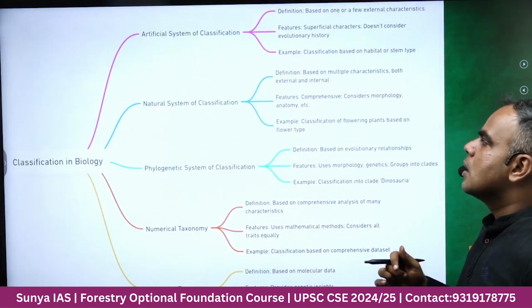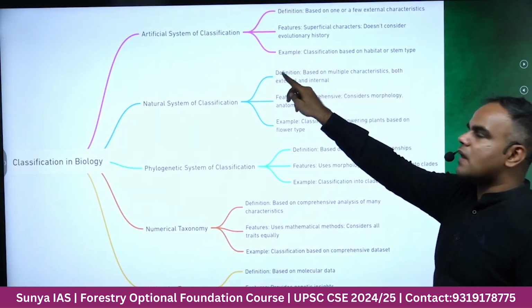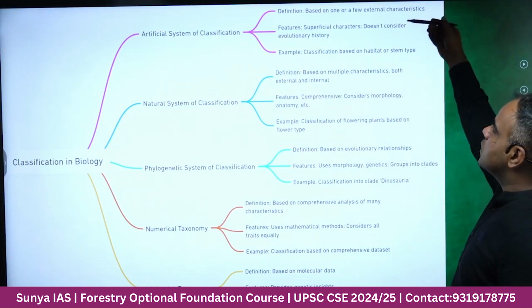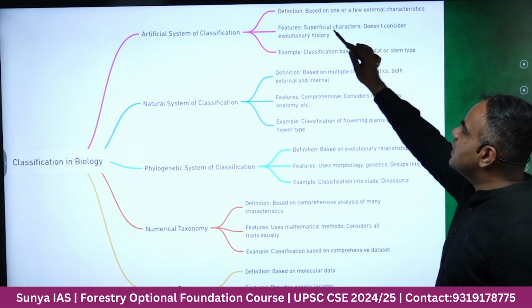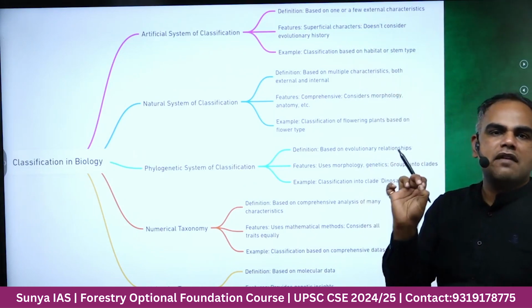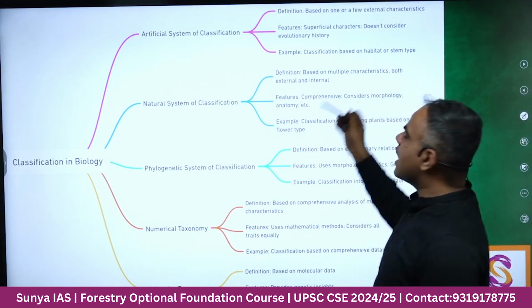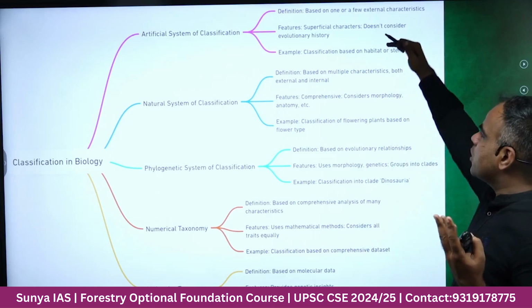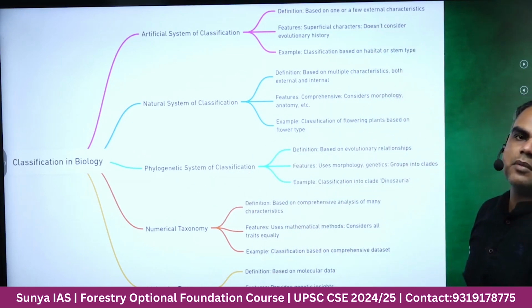Okay, now we will also talk about these parts here. So basically when I'm talking of artificial system of classification, it is based on one or very few external characteristics. Okay, these are very much superficial and this does not include evolutionary history. Right, so it can be based on a habitat or a stem, etc. When I'm talking of evolutionary history, it is actually the case of phylogenetic system of classification.